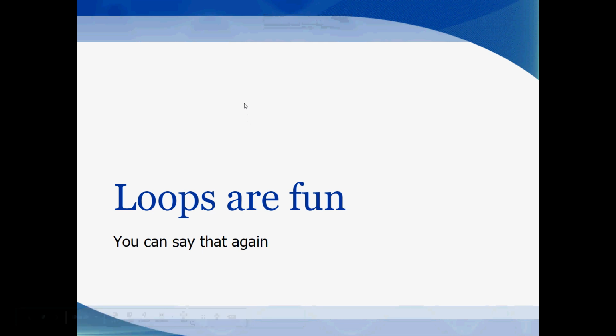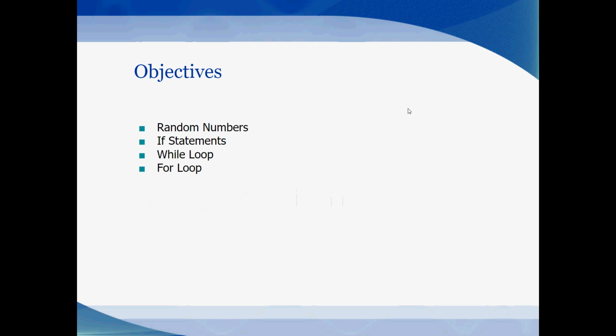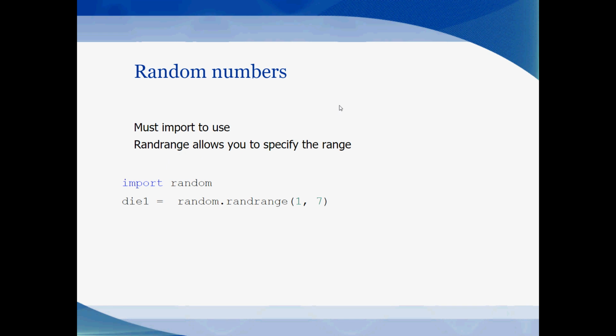Today we're going to go over some control structures in Python. We're going to show you how to generate a random number and control the flow of the program using an if statement. We'll also show you how to iterate through some of your code using a while loop or a for loop.